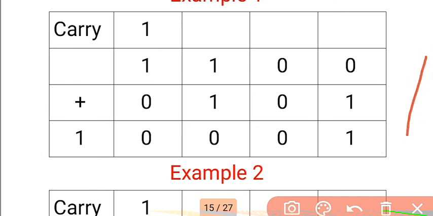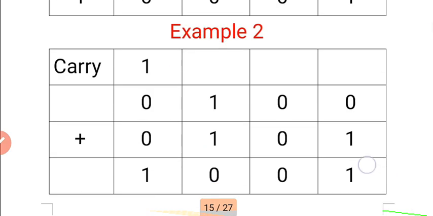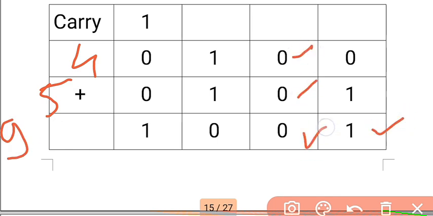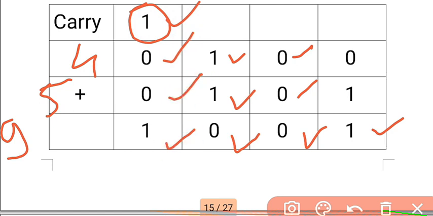Let us take another example. Example 2. Here it is 0100, this is 4, and 0101, it is 5. So the answer should be 9. 4 plus 5 is 9. So 0 plus 1, 1. 0 plus 0, 0. 1 plus 1, 0. Carry is generated because 1 plus 1 is there, and it is written upwards. So 1. Do the addition: 1 plus 0, 1. 0 plus 1, 1. So finally you got 1001, that is nothing but 9.